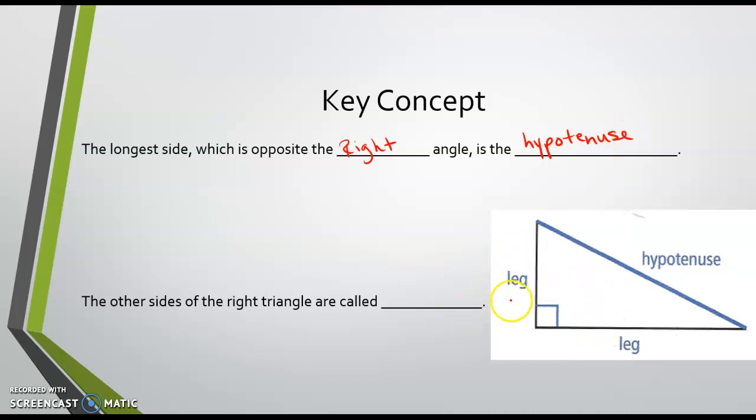All right, so here's our right angle. Across from it is our hypotenuse. The other sides of a right triangle are called legs, as you can see in our picture here. Things you need to know about a right triangle: it has one right angle, which is why it's called a right triangle, and that hypotenuse is very important.